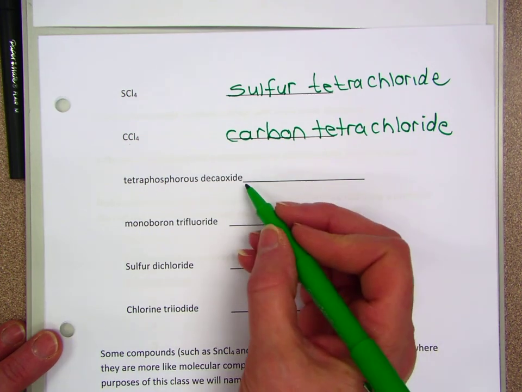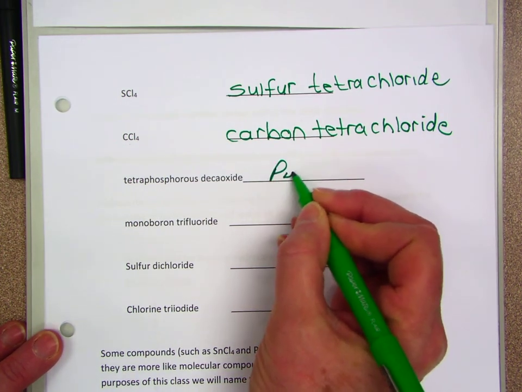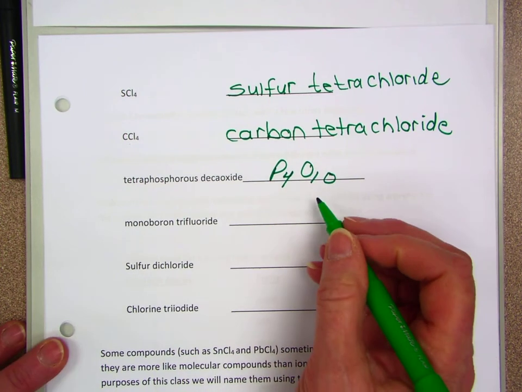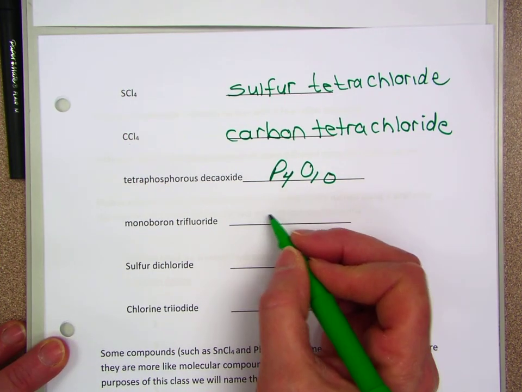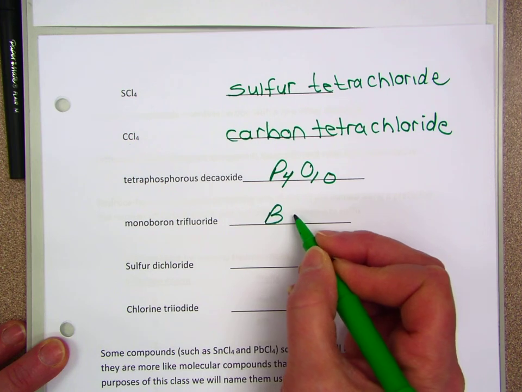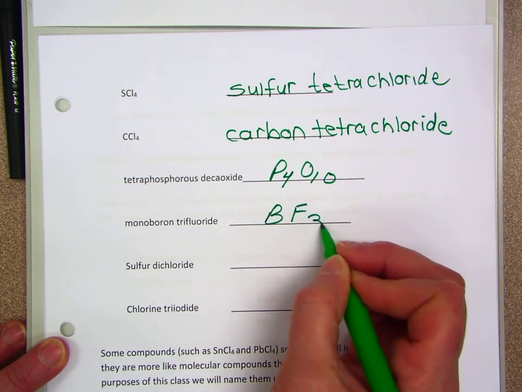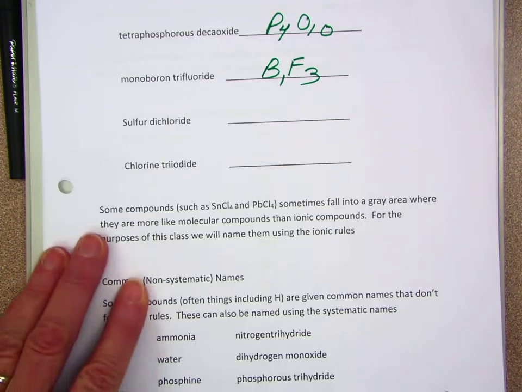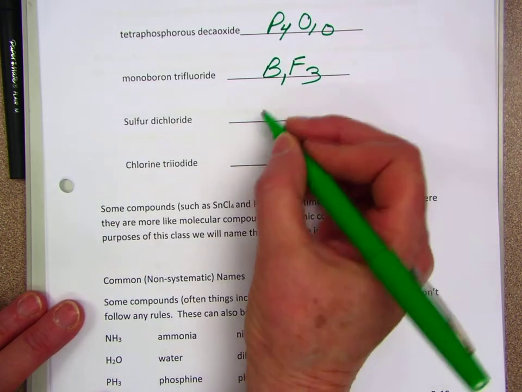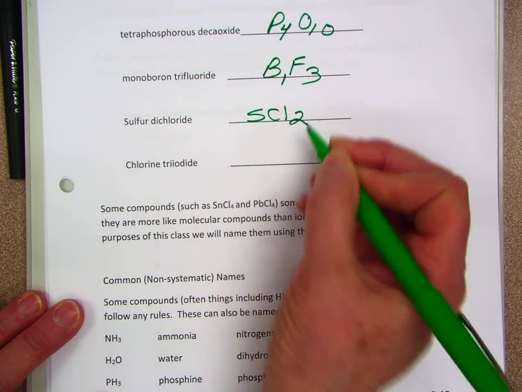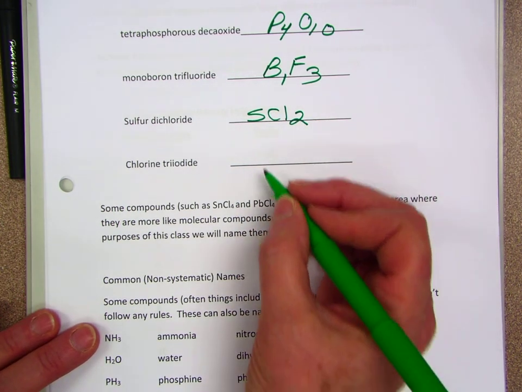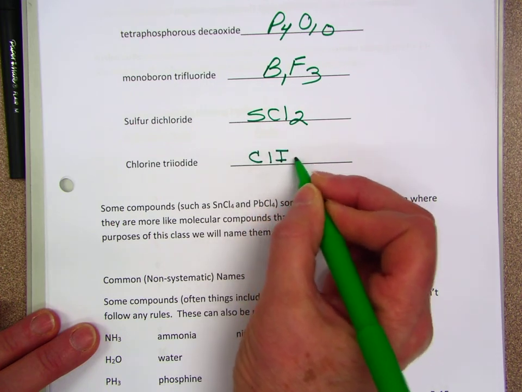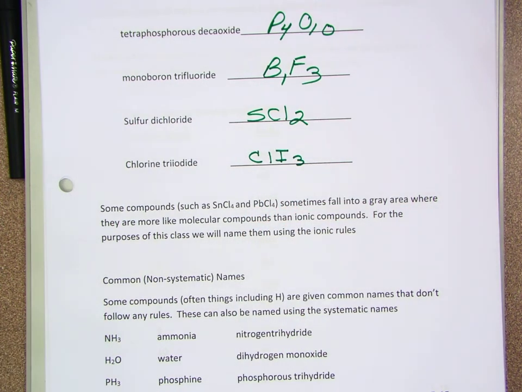Cassandra? P4O10. Terry? BF3. And you don't have to write the one in there. You can. I usually don't, just out of laziness. How about the next one? Adam? SCl2. SCl2. Ricardo? ClI3. ClI3. So everybody did those pretty quickly with the practice at your seats, and everyone seemed really confident.